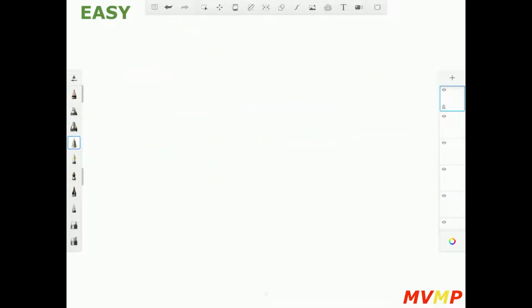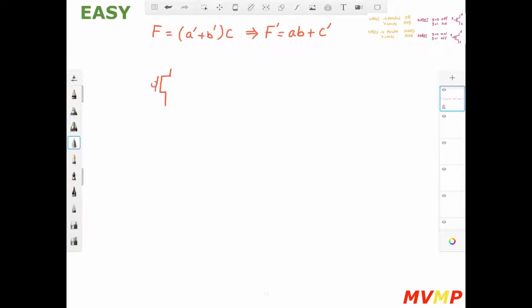So I'm going to start with this easy problem. This is a Boolean function, which is A prime ORed with B prime and ANDed by C. So what you do first is you take the complement of that. Everywhere there was an OR, it's ANDed, and everywhere there was an AND, it's ORed, and also for the operations, you get the complement of its operation.